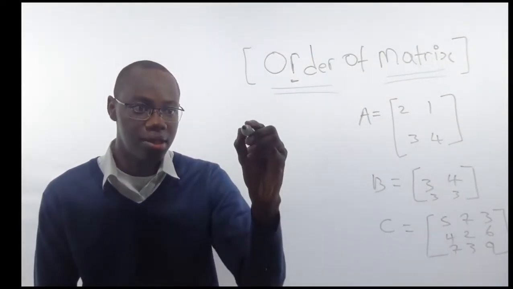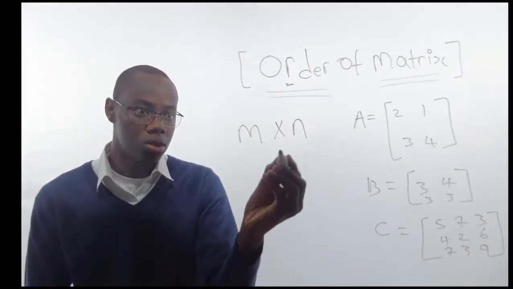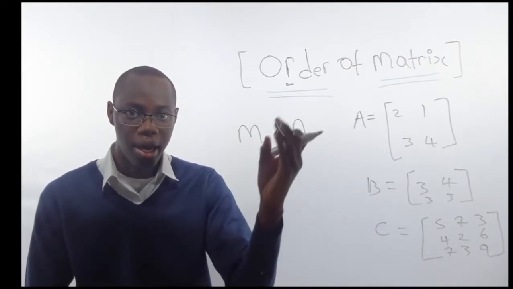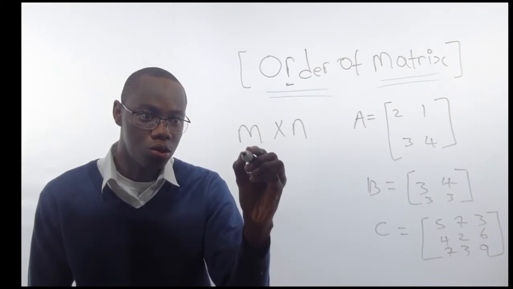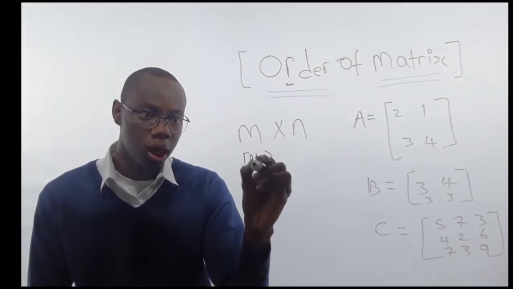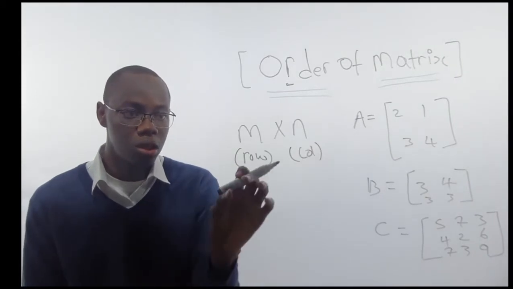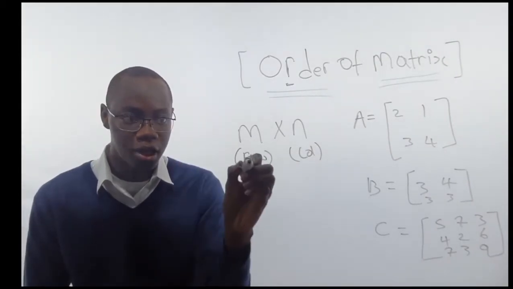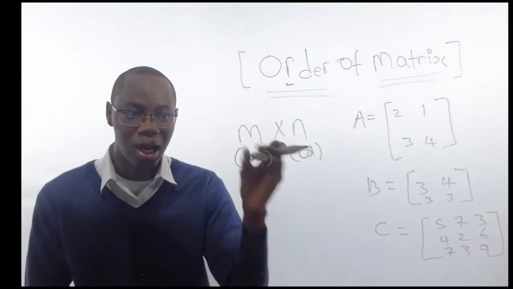We read them like this: m by n. So the multiplication sign here means "by". So m by n. That's how we read the order. So m here refers to the row and n refers to the column. So basically what we are saying is we start reading the matrix from the row first. We count the number of rows and then we count the number of columns after.